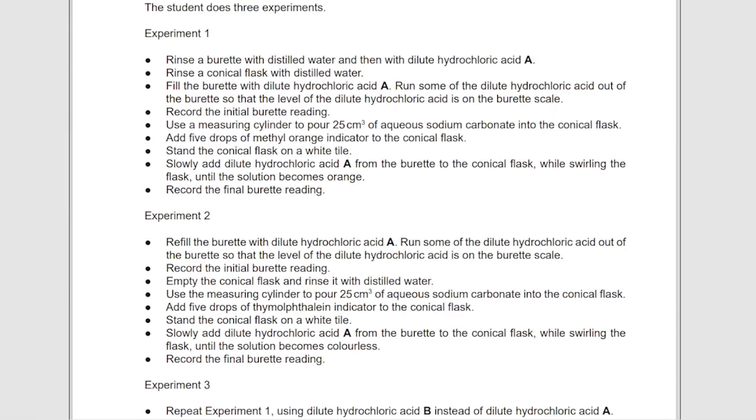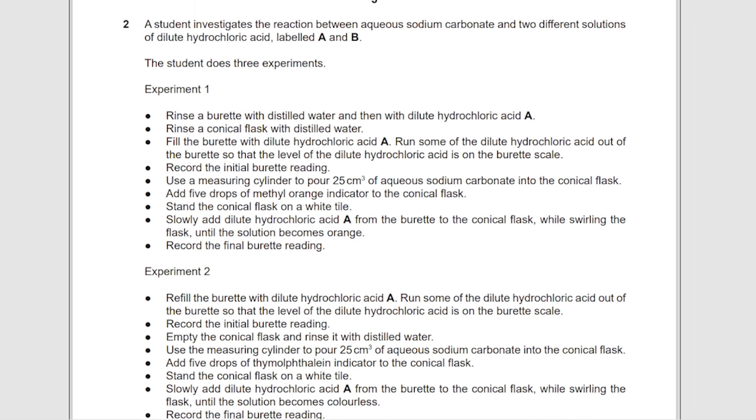So next question is question number 2. It's based on basically titration. A student investigates. So you have to focus on the question, what basically information is given to you all. A student investigates the reaction between sodium carbonate and two different solutions of dilute hydrochloric acid labeled A and B. The student does 3 experiments.